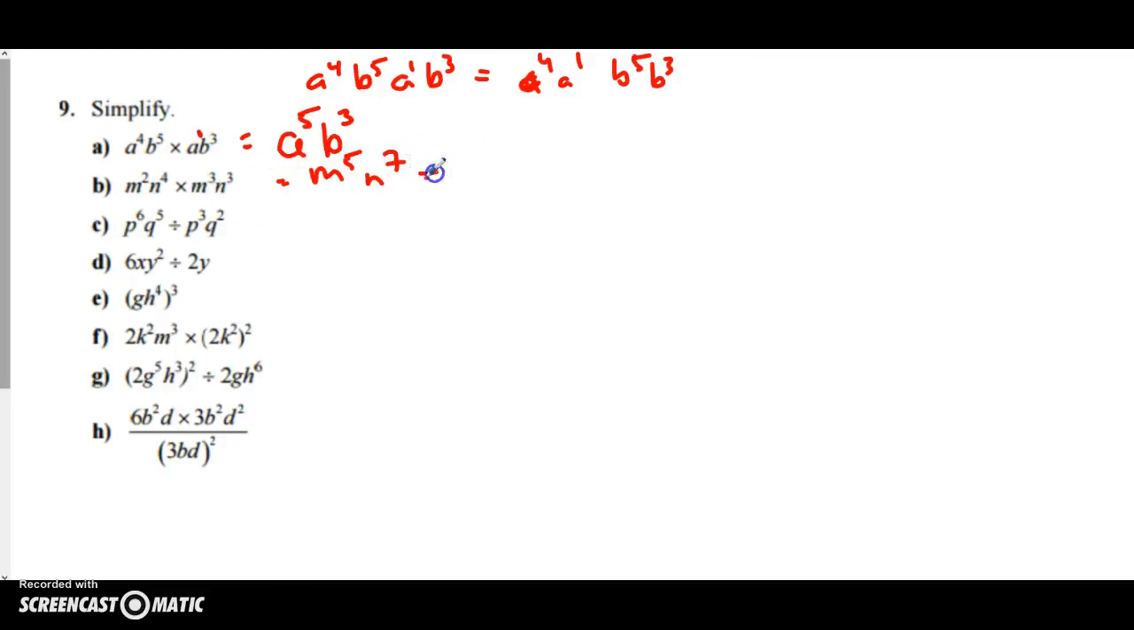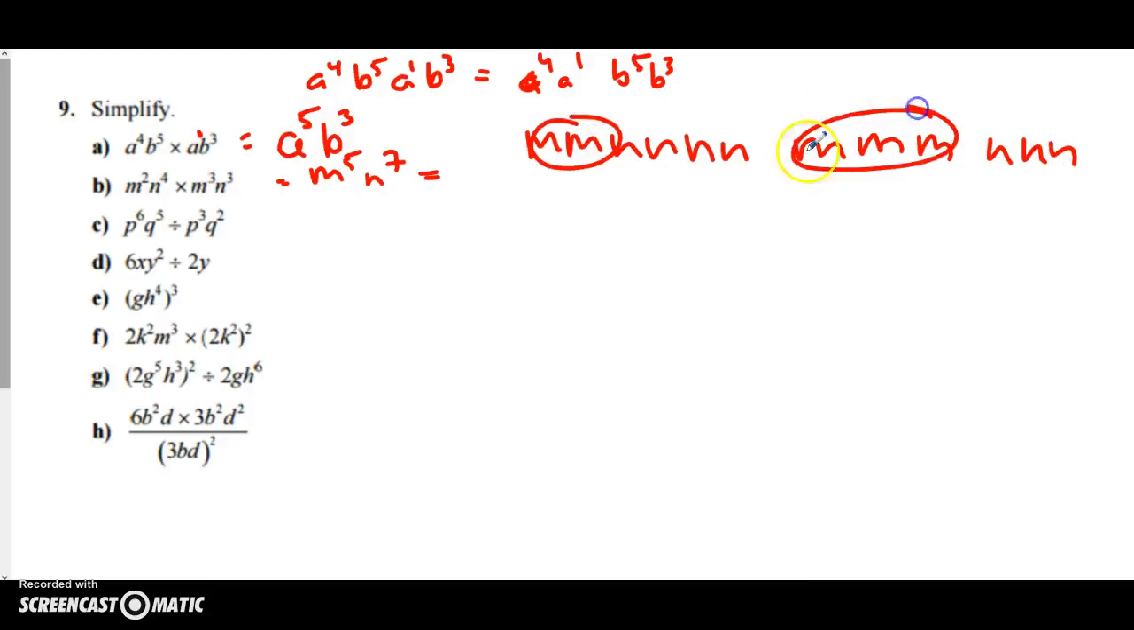So I'm just going to show you what this looks like written out and long. That's m squared, n to the 4 times m cubed, n cubed. So I can rearrange this whole thing and say, look, there's 3, there's 2, there's 3, there's 5 m's, and there are 7 n's. Okay. Division, same sort of thing here.